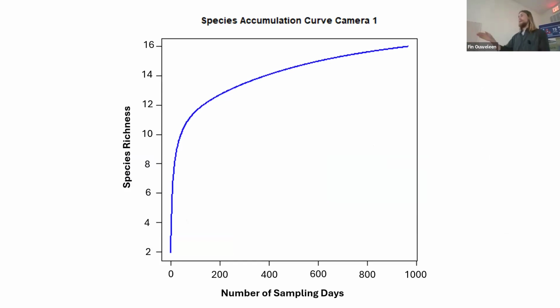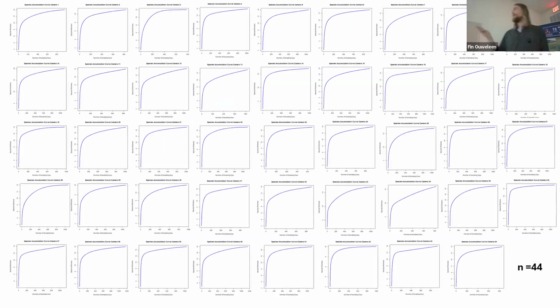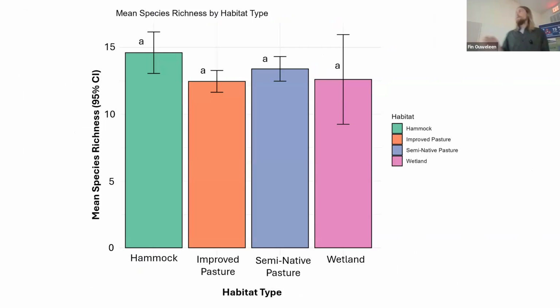So it makes sense. You put the camera out, and quickly it sees a bunch of new species. But the longer you leave it out, it's not like it's seeing a new species every day. And eventually that curve plateaus. That plateau is good. It's what we're looking for because it means that we're getting an accurate picture of how many species are where that camera is. So we go ahead and do that for all 44 cameras just to make sure that they're all out there long enough. They all look roughly like they're plateauing. So it looks good.